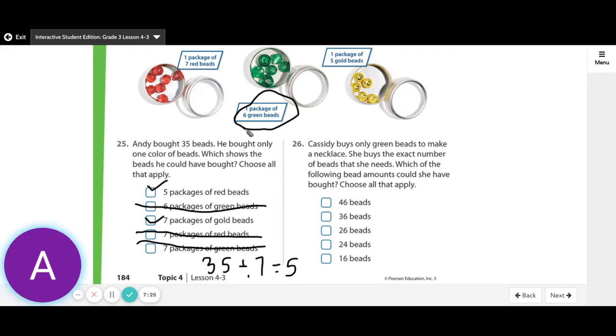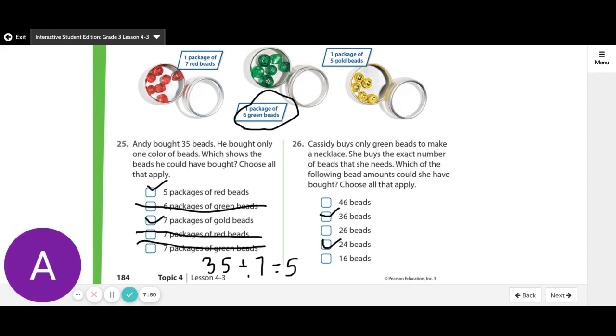She has 6. I can think about my 6 facts. 6 times 1 is 6. There's not an option here. 6 times 2 is 12. 6 times 3 is 18. 6 times 4 is 24. Oh, I do see 24, so she could buy 4 packages. 6 times 5 is 30. 6 times 6 is 36, so she could buy 6.